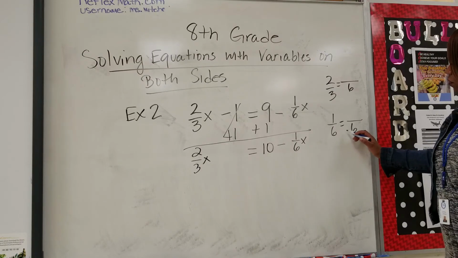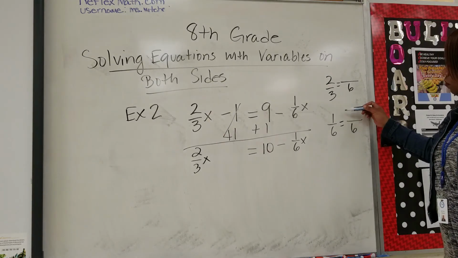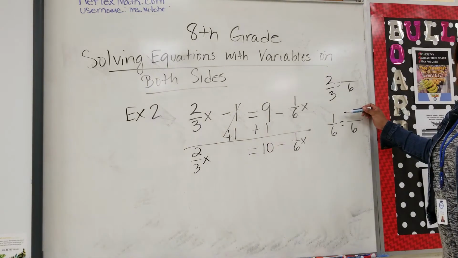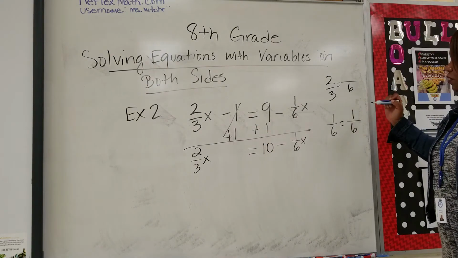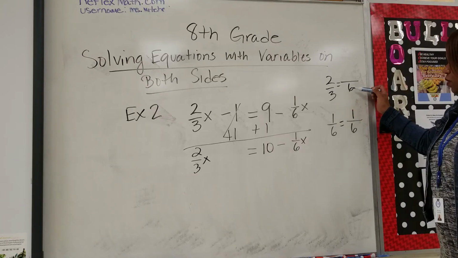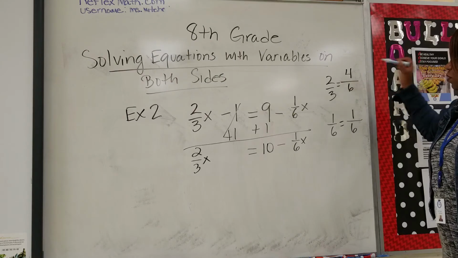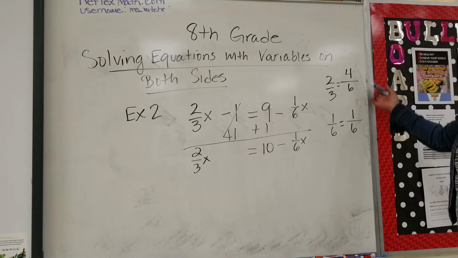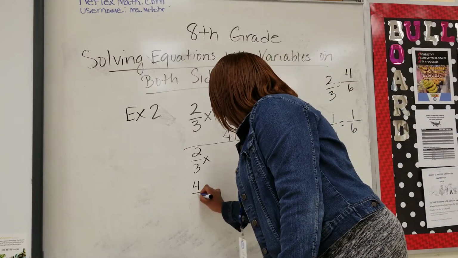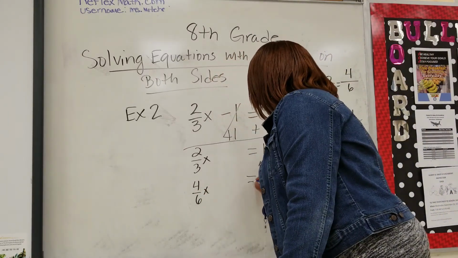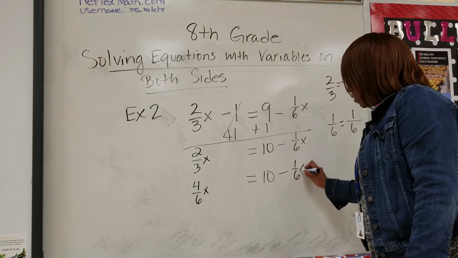6 times, what do we have to multiply to get 6? 6 times 1 gave us 6. So, we'll use that 1 on the top for the numerator. 1 times 1 will give us 1. Here, 3 times what gave us 6? 2. 3 times 2 gave us 6, so we'll use that 2 on the numerator. 2 times 2 gives us 4. So now we have new fractions. Instead of 2/3, we now have 4 over 6x, which equals 10 minus, and we still have 1/6 over here.